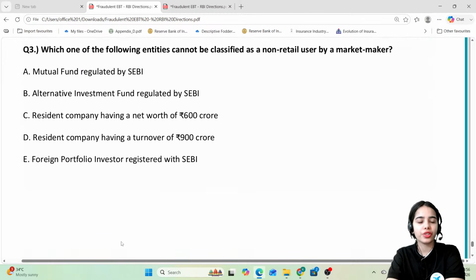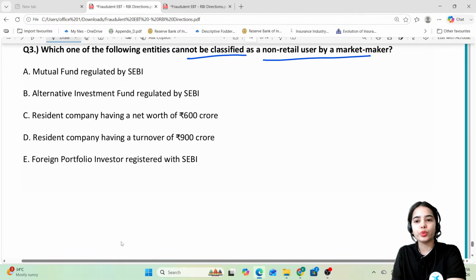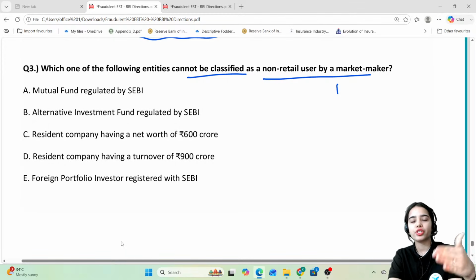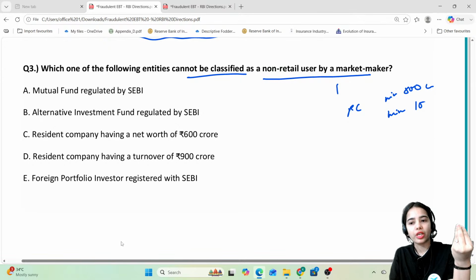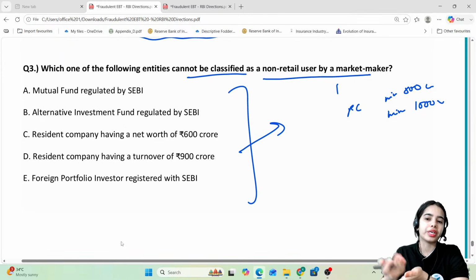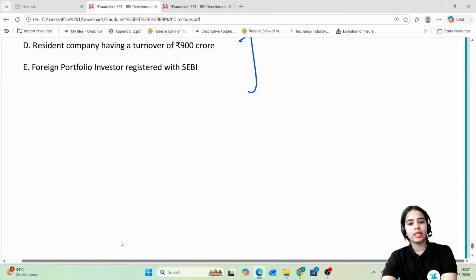Now coming to the last question, which one of the following entities cannot be classified as a non-retail user by a market maker? So who are the non-retail users? The insurance companies, the pension funds, the alternative investment funds, and the resident companies that have a net worth of minimum 500 crores and a minimum turnover of 1000 crores. So see the statements, try to understand, and try to answer which of these cannot be classified as a non-retail user by a market maker. Okay, chalo, this is it.